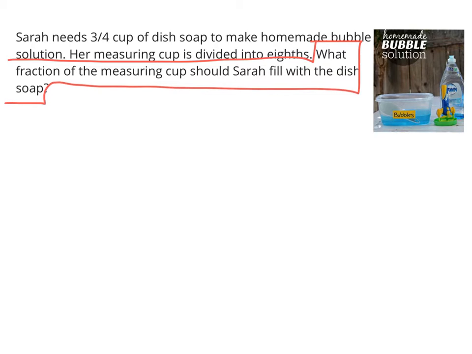So let's identify the important information given to us in the word problem. Let's reread. Sarah needs 3/4 cup of dish soap to make homemade bubble solution. So that is definitely important. She needs 3/4 cup of dish soap to make that homemade bubble solution. So she's making those bubbles that you basically blow, those fun things, right? Let's continue reading. Her measuring cup is divided into eighths. That is definitely important information as well. Her measuring cup is divided into eighths.